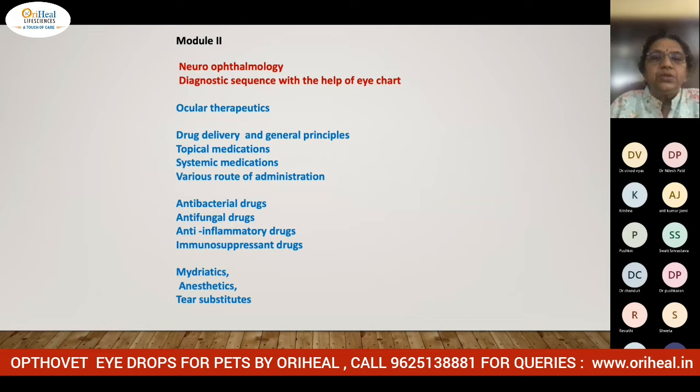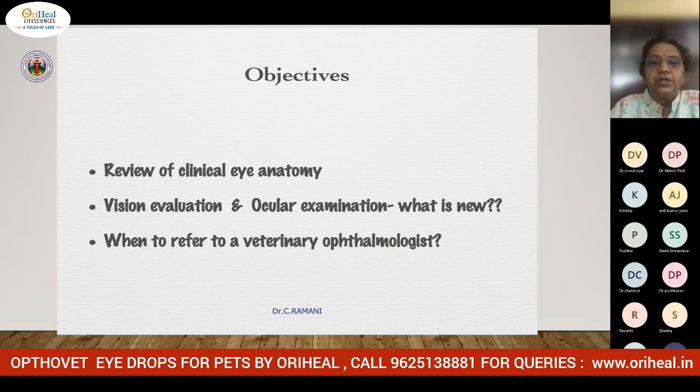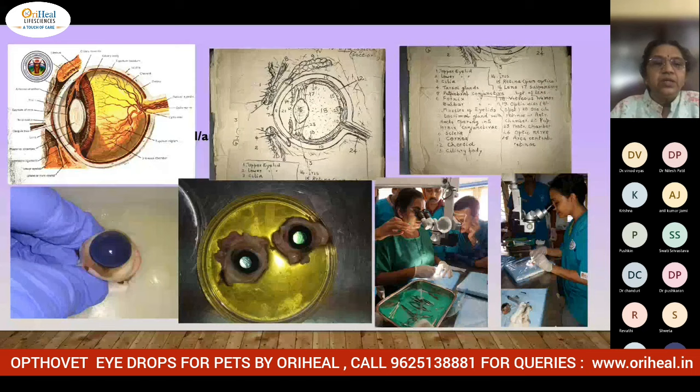Neuro ophthalmology is very important, followed by the sequence of the ophthalmic examination. Under this, we have covered the basic objectives like clinical anatomy review, vision evaluation and ocular examination. There are different types of evaluation of vision, and what is new and what exactly has to be followed, we will see one by one, and when finally the case has to be referred to a veterinary ophthalmologist.